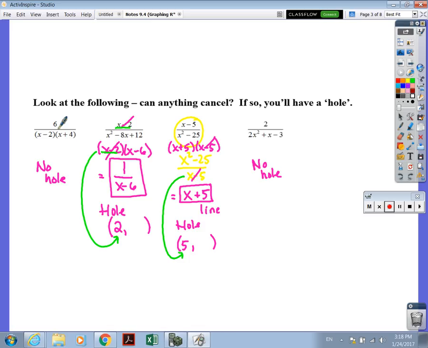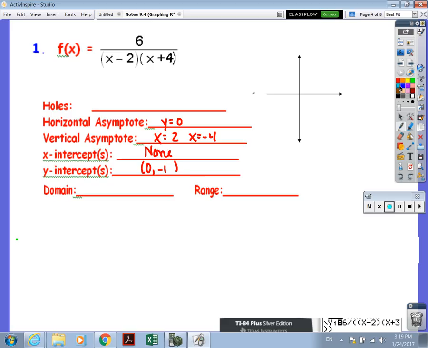So holes are going to appear in problems 2 and 3. Problem 1 is already reduced. You're not going to have a hole. Problem 4, already reduced. You won't have a hole. But if you're given something that's not reduced and you find something that can cancel, you will have a different equation to work with, but a hole at the x value that came out of that canceled term. So if you cancel x minus 2, it will be at 2. If you have an x minus 5, it will be at positive 5, and you plug it back into the reduced equation.